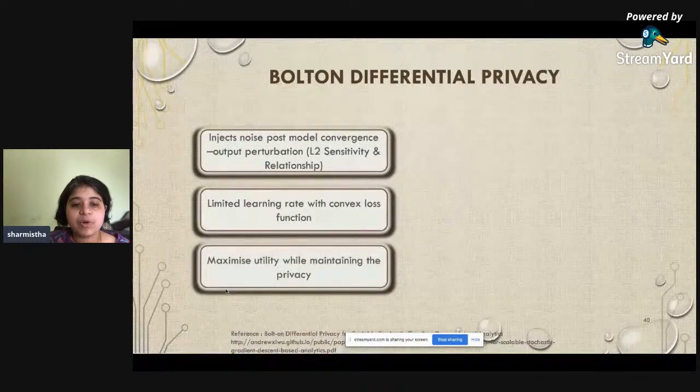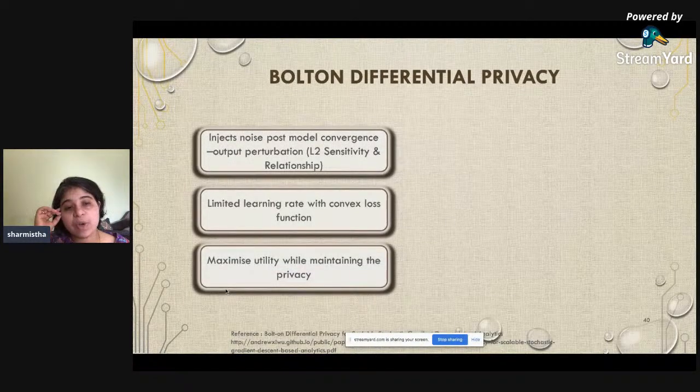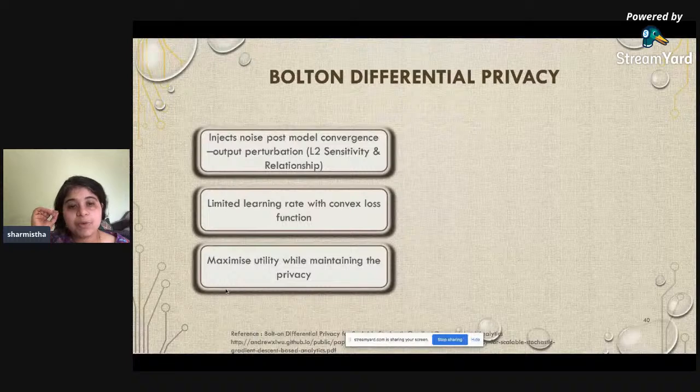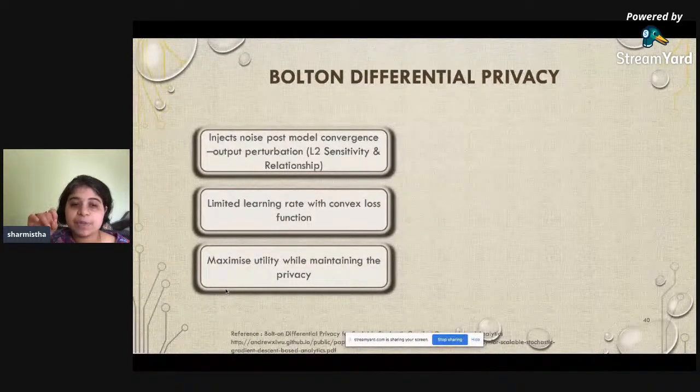So how does Bolt-on work? Bolt-on injects noise after model convergence, which is output perturbation, and the relationship is maintained between the feature vectors and L2. It adds L2 regularization or L2 sensitivity. It has a limited learning rate and convex loss, and it also preserves maximum utility with privacy.